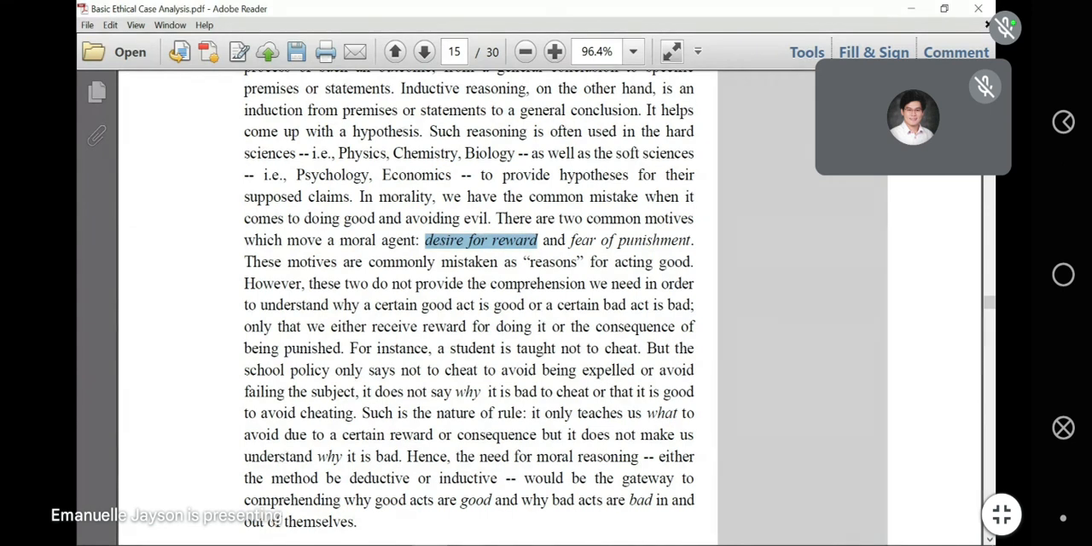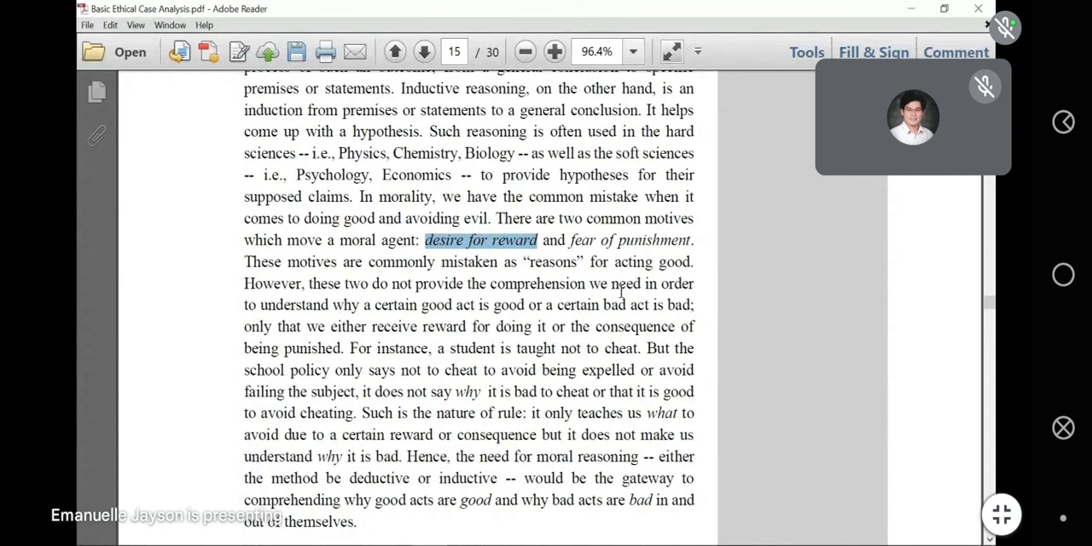And mind you, madali kasing masaktan ng bata. So, mahirap tumingin ng salita na hindi sila magbe-breakdown, no? So, we use desire for reward and fear of punishment. However, when these are used for adults, then it's another story. Because as I have said before, you must always know why a certain good act is good in itself or why a certain bad act is bad in itself.